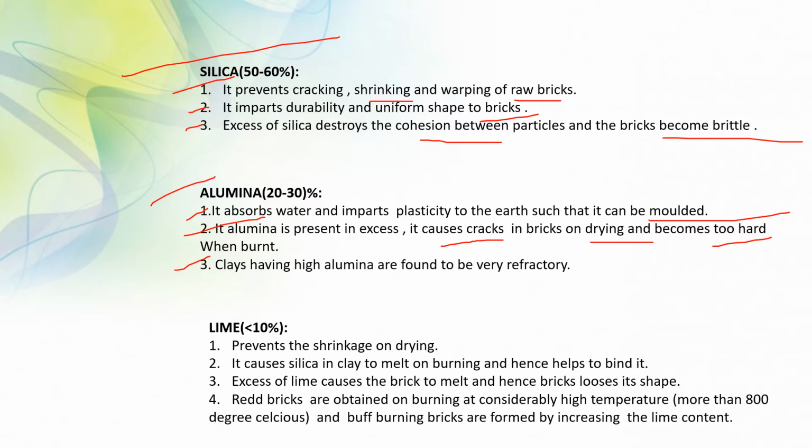Next, lime. Lime is the most important parameter of good composition of bricks. Number 1, it prevents the shrinkage on drying. Number 2, it causes silica and clay to melt on burning and hence helps to bind it. Next, excess of lime causes the brick to melt and hence the brick loses its shape.